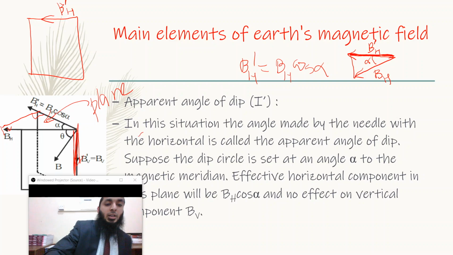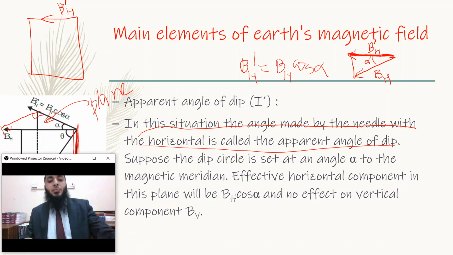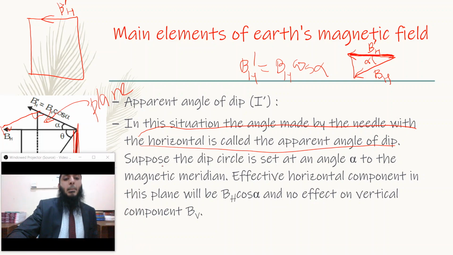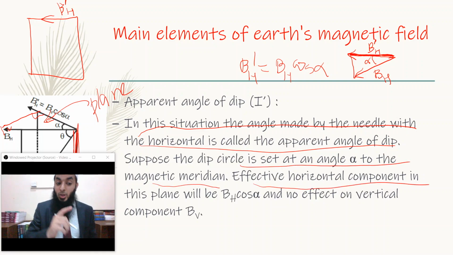So in this situation, the angle made by the needle with the horizontal is called the apparent angle of dip. Suppose the dip circle is set at an angle alpha to the magnetic meridian. The effective horizontal component, which is the component of the horizontal component in the magnetic meridian, will be BH cos alpha, and there will be no effect on the vertical component. So we have already seen that.